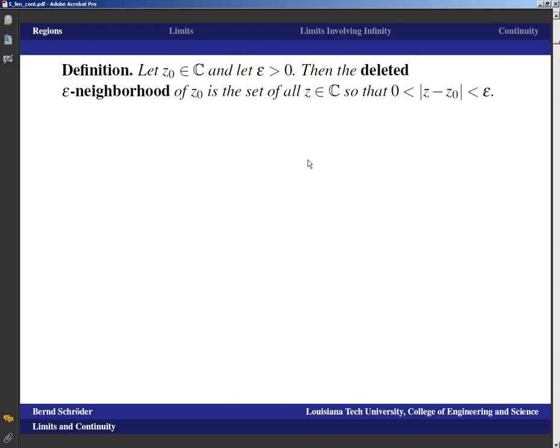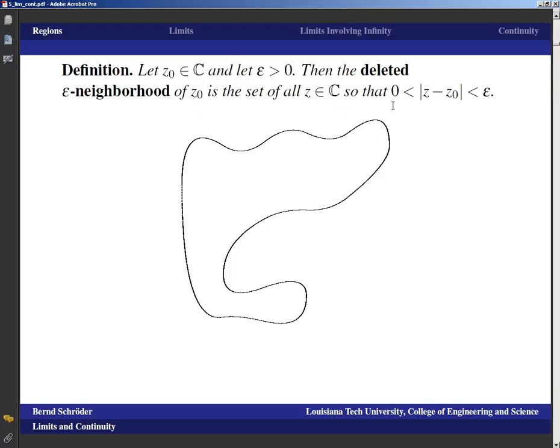Okay, well, let's consider z0 again. Let's let epsilon be greater than 0 again, and let's talk about the deleted epsilon neighborhood of z0, which is the set of all complex numbers z so that the absolute value of z minus z0 is smaller than epsilon but greater than 0. So those are all numbers that are close to z0 but not equal to z0, which I'm trying to indicate here with this open circle. That is important because, as we remember from calculus, the idea for the limit talks about what happens near z0, but it doesn't care what happens at z0. So that's where we're interested in these deleted epsilon neighborhoods.